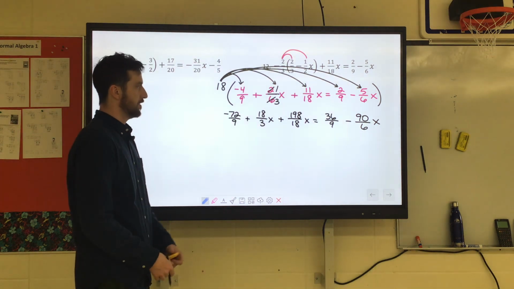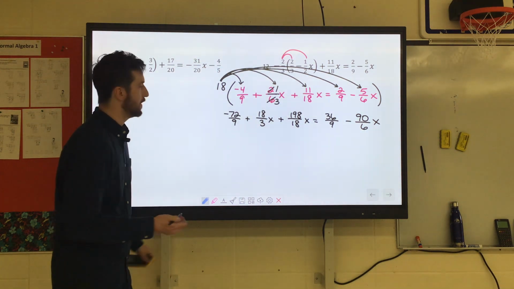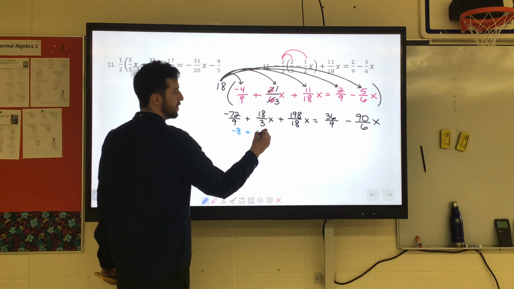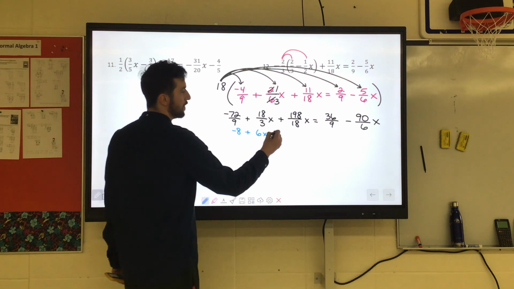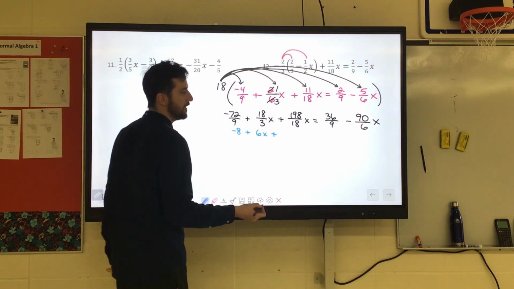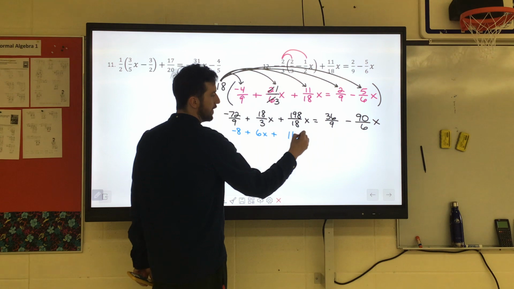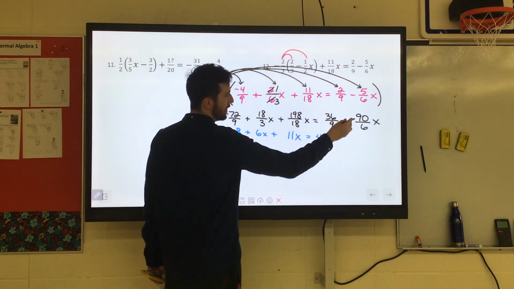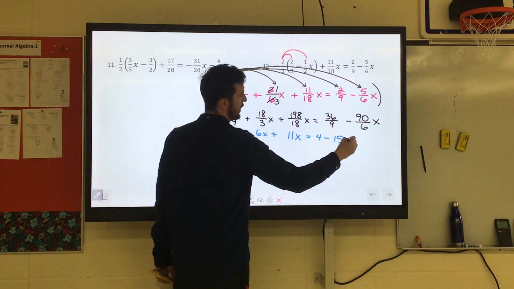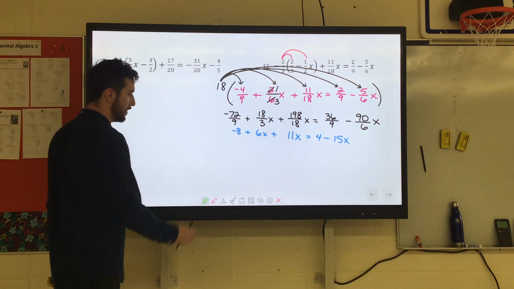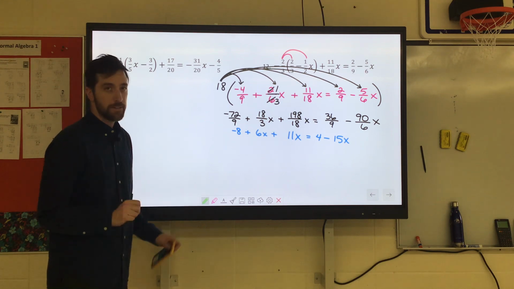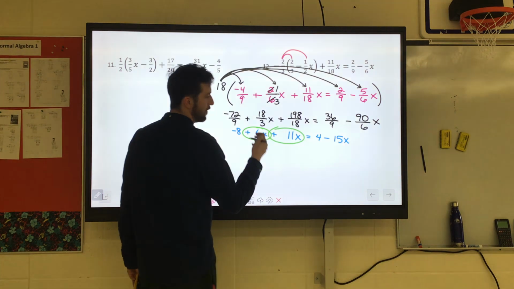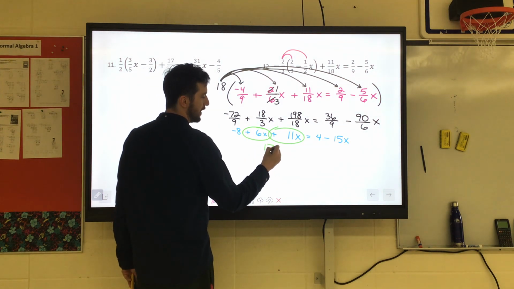We're going to simplify all these. So -72 divided by 9 is -8. 18 divided by 3 is 6. So -8 plus 6x plus 198 divided by 18 is just 11x equals 36 divided by 9 is 4 minus 90 divided by 6 is 15x. We'll combine our like terms. On the left side, there's a couple x's over there. We have positive 6 and positive 11. 6 plus 11 is 17x.